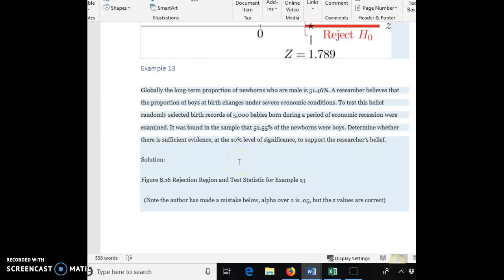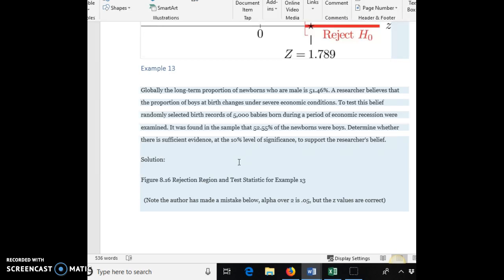Let's now look at example 13. Globally, the long-term proportion of newborns who are male is 51.46%. A researcher believes that the proportion of boys at birth changes under severe economic conditions.